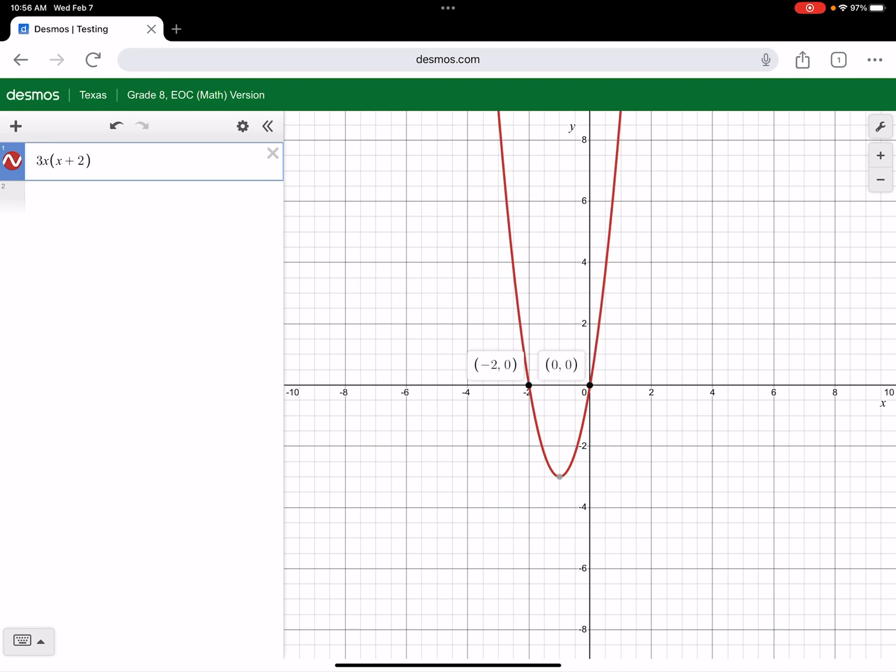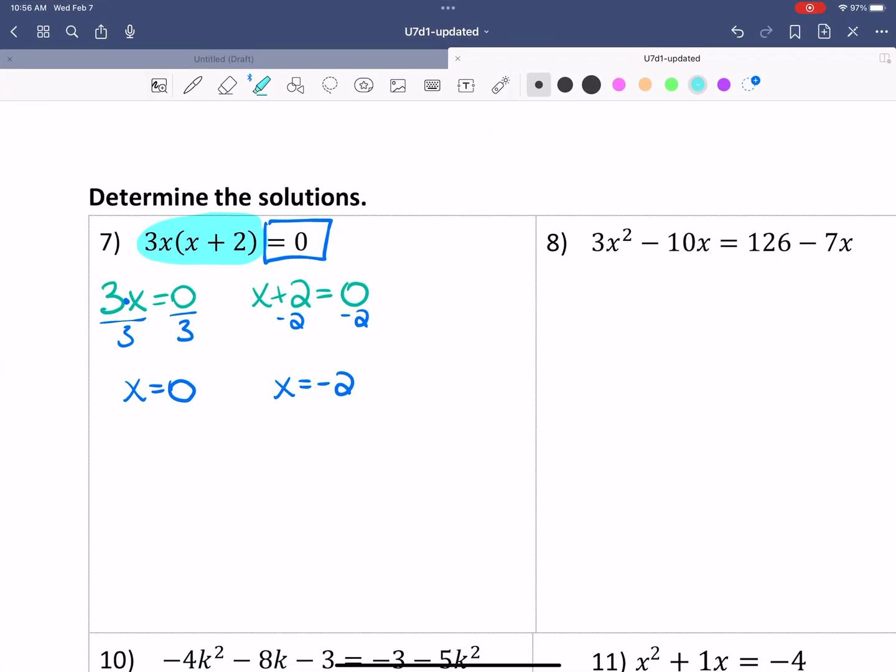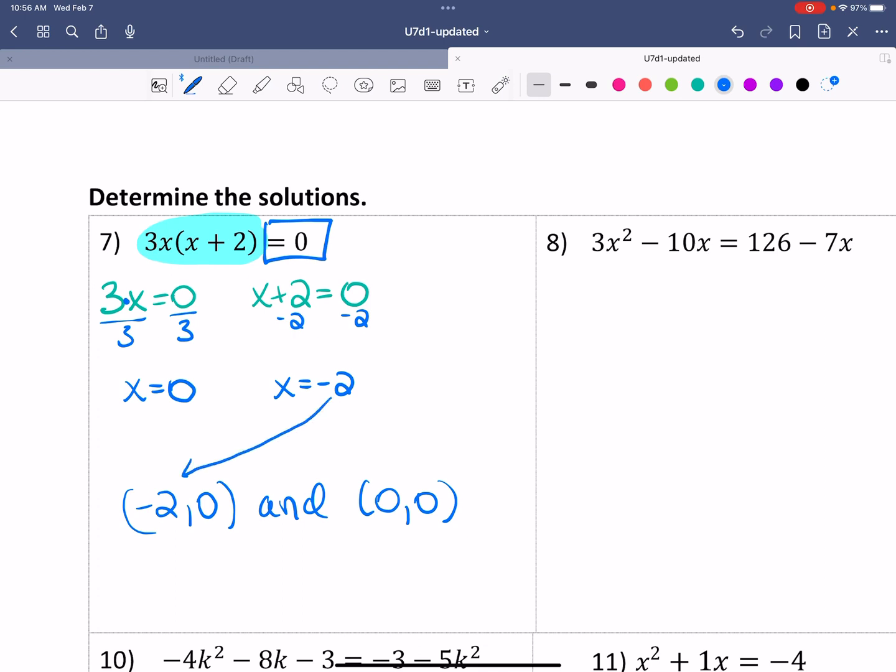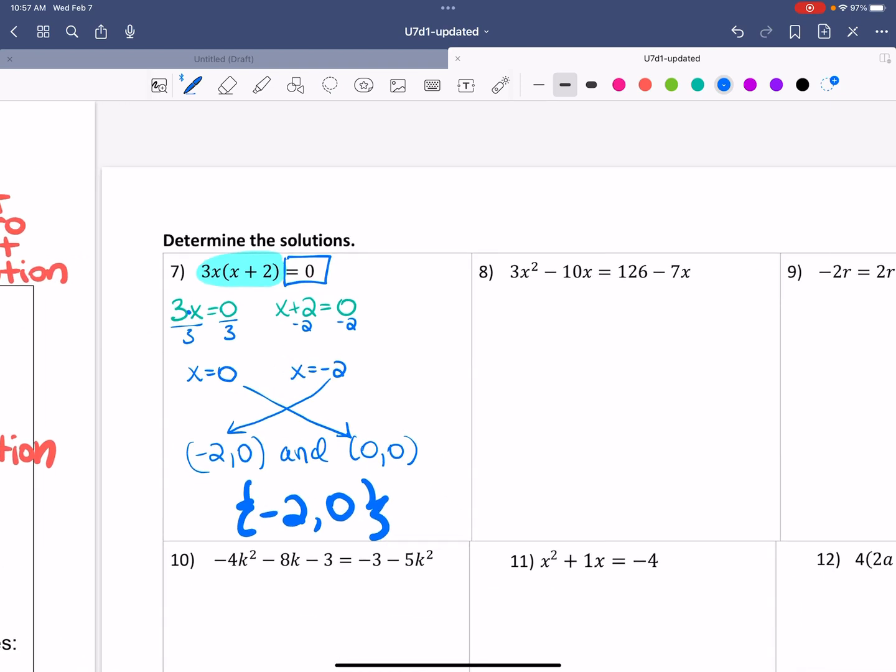You can tap on it right away, and it gives you those x-intercepts. It gives you those roots, those zeros, and those solutions. So we have -2, 0, and 0, 0 as our options. So -2, 0, and 0, 0 was our solutions, which you could see if you had done the work yourself, -2 and 0 were already done. Or you can write them as braces with just the x number -2 and the x number 0. So that one's a lot faster to do, but you have to be able to get it equal to 0.